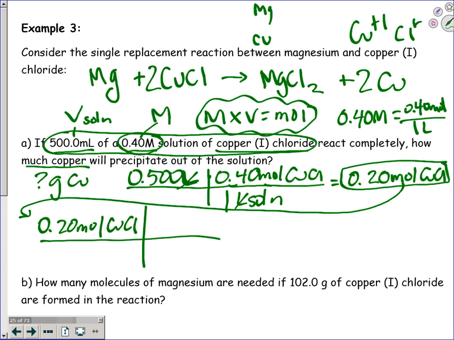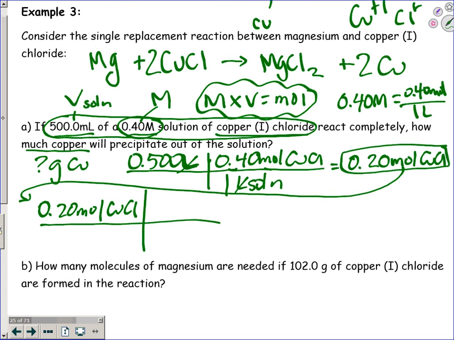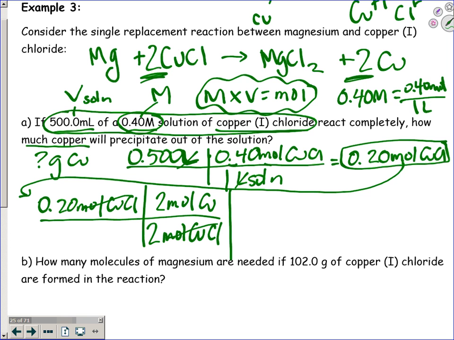So, moles of copper 1 chloride. I don't care about copper chloride anymore. I care about just straight up copper. I just hid my ratio, didn't I? What is the ratio between copper 1 chloride and copper? Everybody, that's 2 to 2. So those are the two I'm concerned about. Stack them here. Who goes on bottom? Copper 1 chloride. And who goes on top? Just straight copper, right? Now, moles of copper 1 chloride cancel.